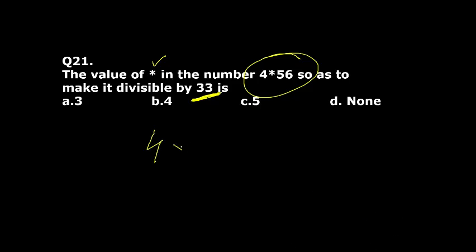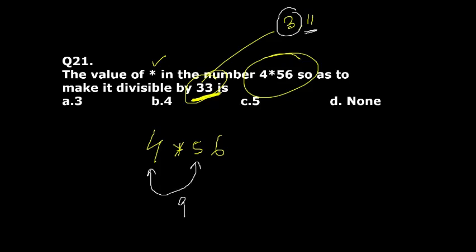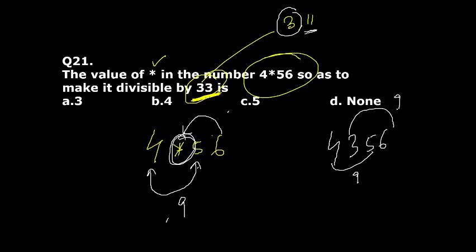So it is 4 star 5 and 6. If it is divisible by 33, it means it is divisible by 3 as well as 11. So first make the rule of 3. For 3 we have to find the sum, and for 11 we have to see alternates. So let's see the 11 one. 4 plus 5 is 9, and 6 plus 3 should be 9, and 9 minus 9 would be 0. So it should be, I think, 3. When you take 3 here, this will be 9 and this will be 9. 9 and 9, their difference is 0. Then it must be divisible by 11.